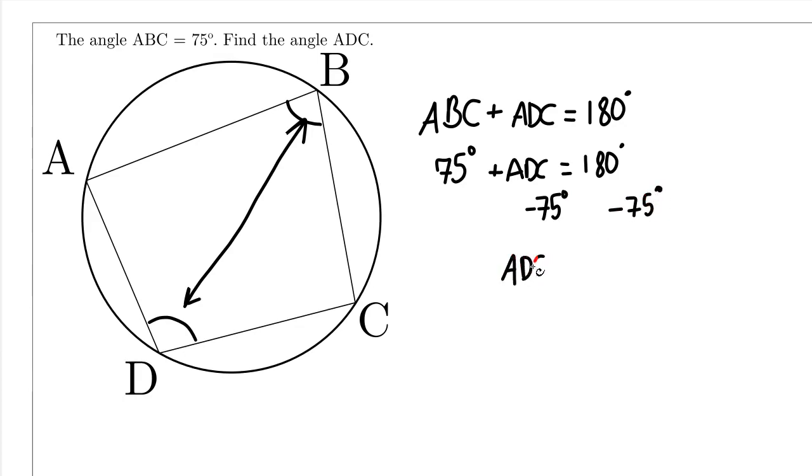And we end up with ADC being equal to 105 degrees. And then, if the question asks for a reason, you'd write: opposite sides, opposite angles of a cyclic quadrilateral add up to 180.